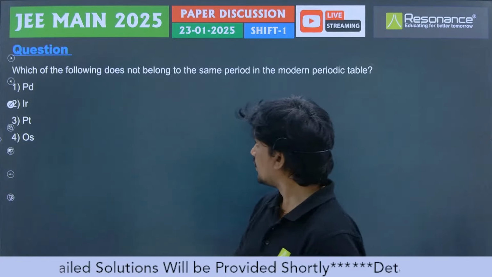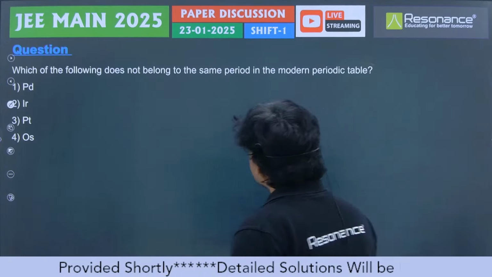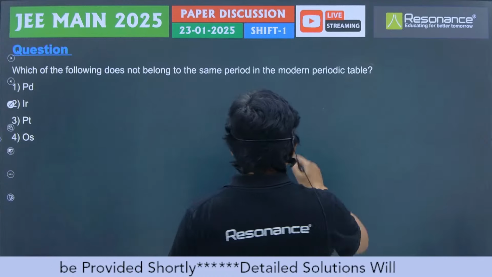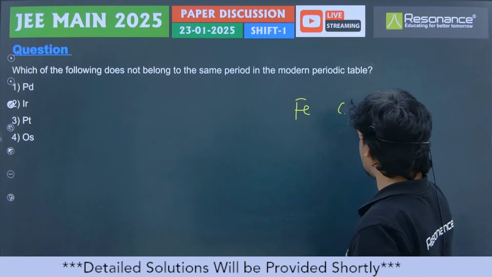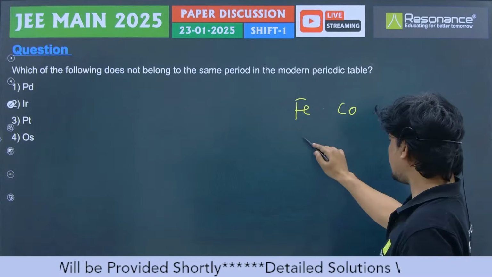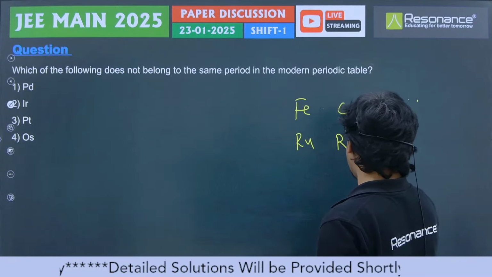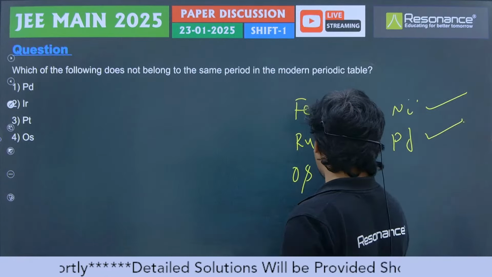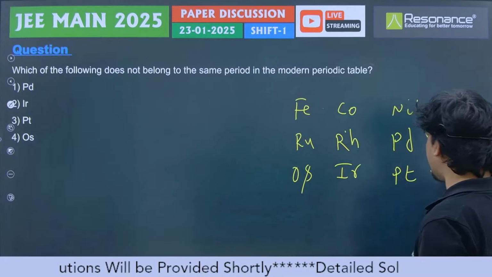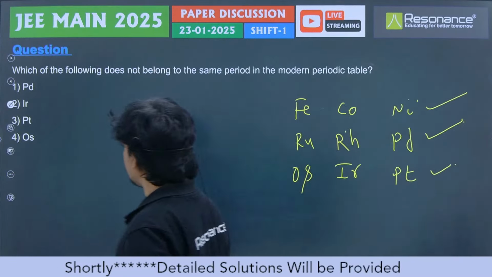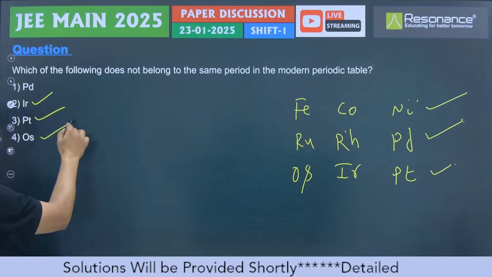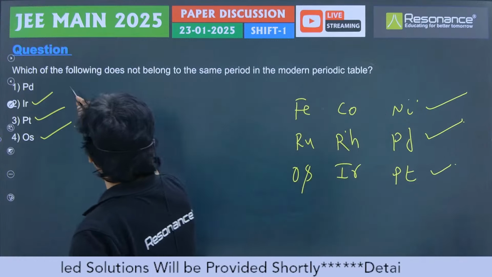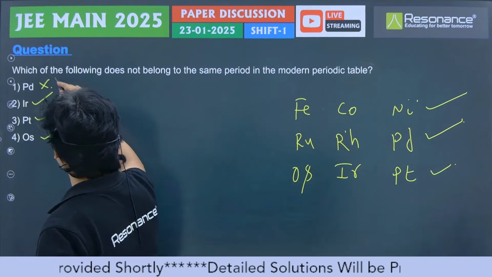Next one, which of the following does not belong to the same period in the modern periodic table? You know that in the 3d series we have iron, cobalt, nickel, we have ruthenium, rhodium, palladium, these belong to one period, and osmium, iridium, platinum also belong to another period, right? In the given options, iridium, osmium, platinum belong to the same period, whereas palladium does not belong to the same period, so this is the answer. The correct answer is the first one.